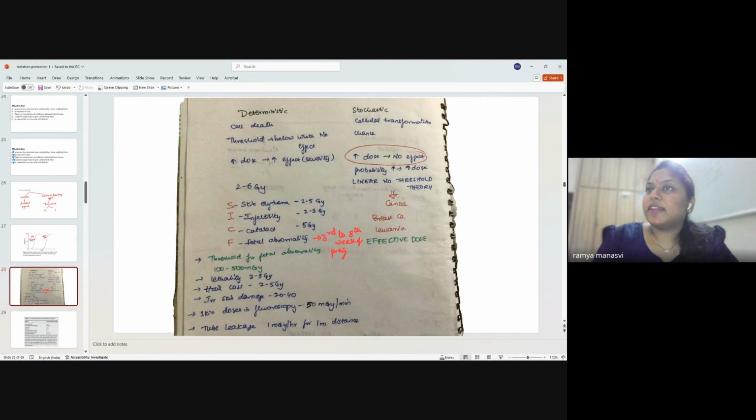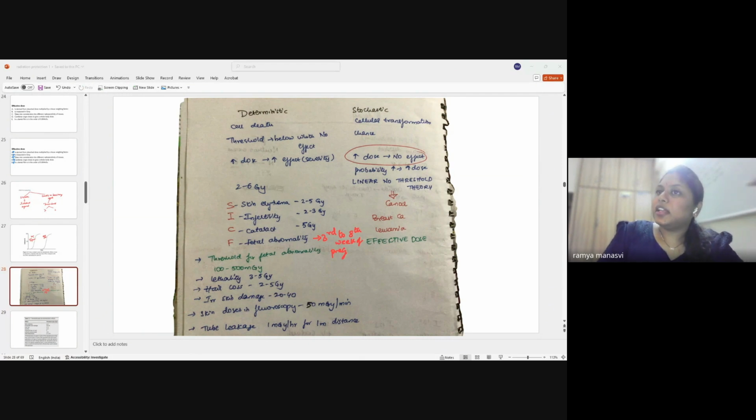So deterministic effect, we are talking about cell death here. And there is a threshold below which there will be no effect. With increasing dose, there will be increase in the effect also, that is the severity. So what are the deterministic effects? Skin erythema, infertility, cataract and fetal abnormalities are deterministic. These happen because of cell death.